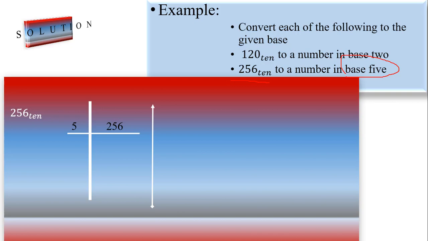Now 5 goes in 256 is 51 remainder 1. I'll keep on using my 5. 5 goes in 51. That is 10 remainder 1.